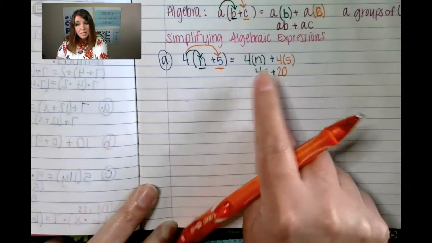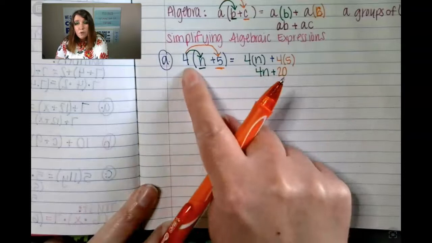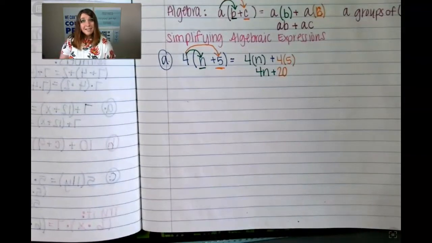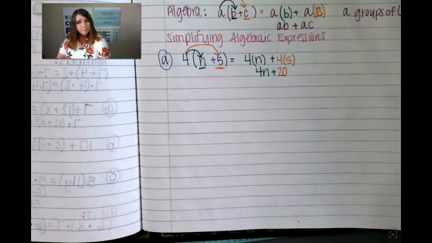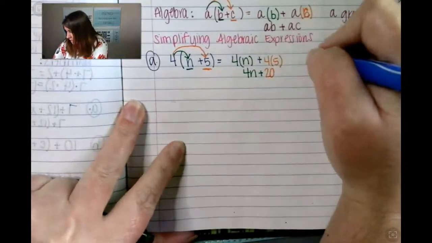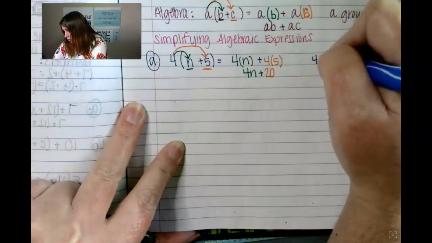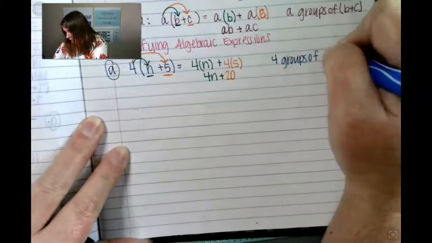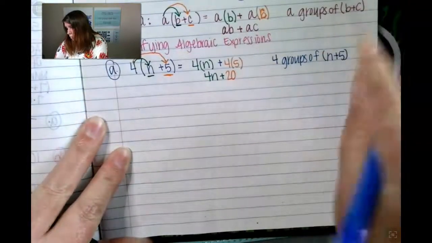4n plus 20 is equal to 4 groups of n plus 5. Don't believe me? Let's check it. Shall we? Shall we see if we shared and cared enough? Let's do it. Okay, so we have 4 groups of n plus 5. Okay, there's one group.